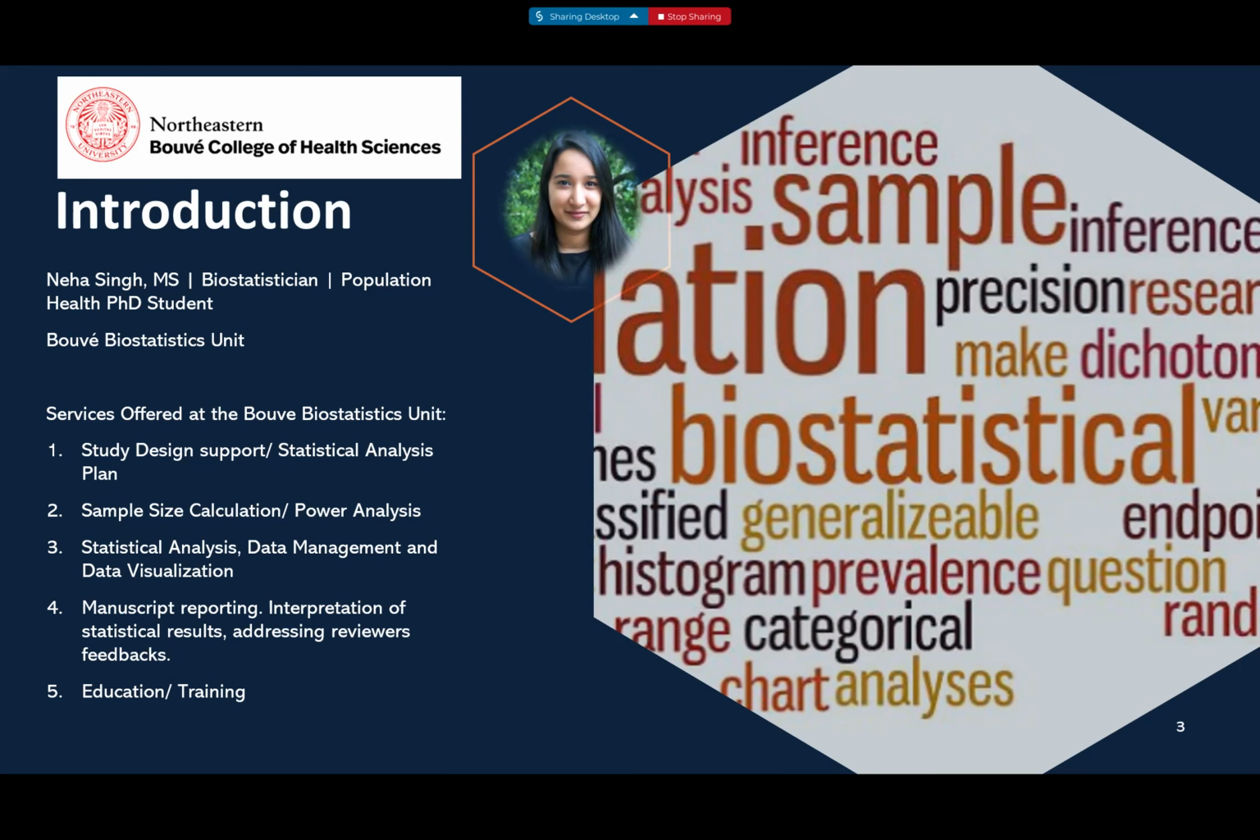And then towards the phase 2 of the research project, I provide assistance on performing statistical analysis based off of the research question of interest, helping out with data management, for example, data cleaning, handling missing data, and then performing data visualization. So if you want to create plots or figures or tables, I provide assistance on that. And then lastly, I also provide assistance on manuscript reporting, so providing interpretation of the statistical results and writing that in the methods and results section for your manuscript, and then addressing reviewers' comments or feedbacks.